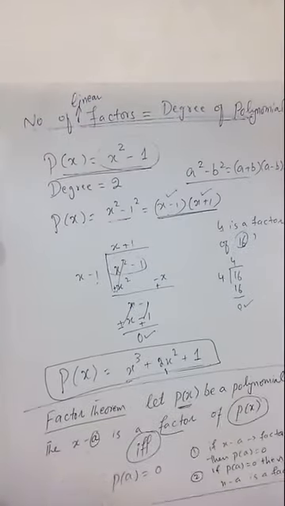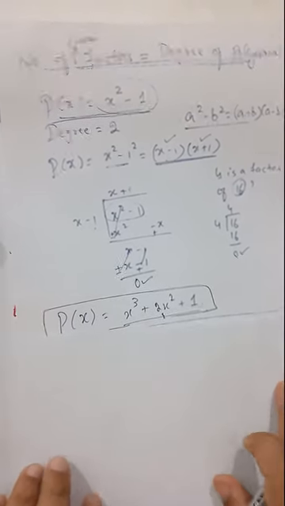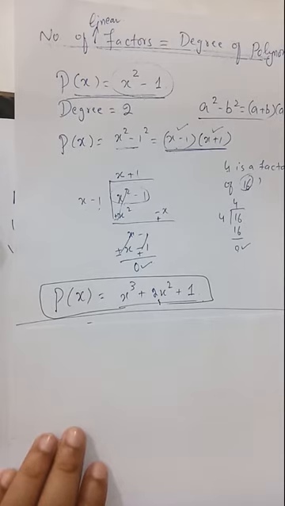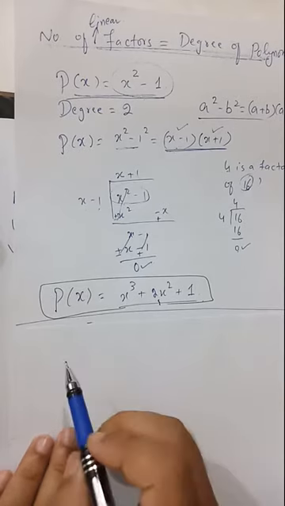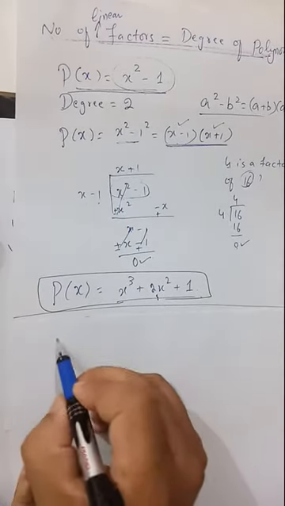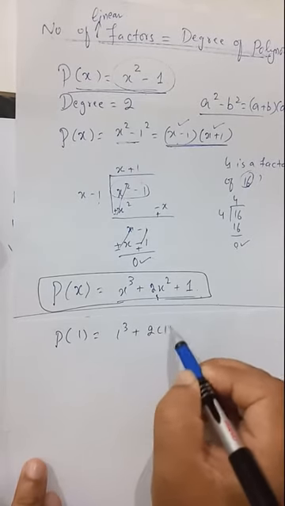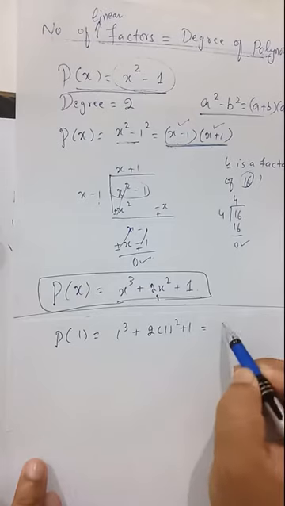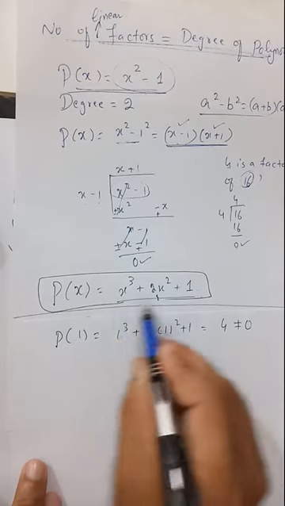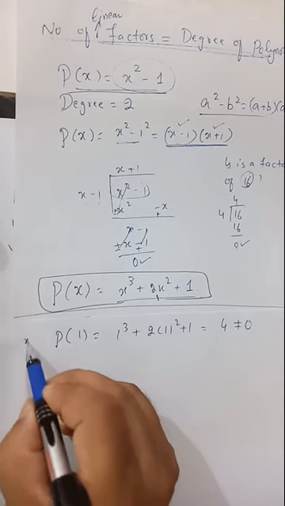So see here, I am putting x is equal to, you can choose this by thinking. Let's say if I put plus 1, so this is equal to 1 cube plus 2 into 1 square plus 1, so this is equal to 4. So this is not equal to 0. So x minus 1 is not a factor of this. So leave it, x is equal to 1.